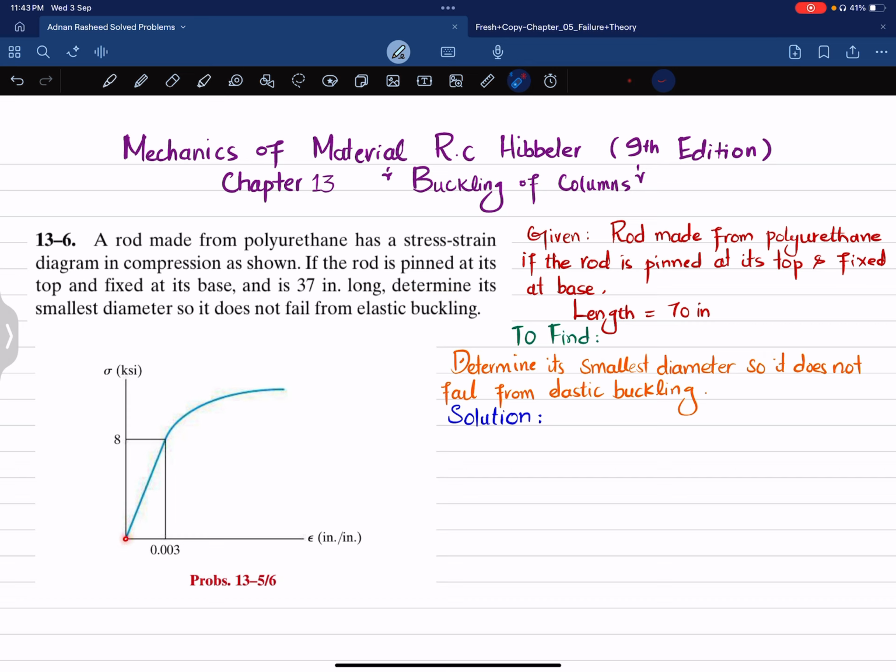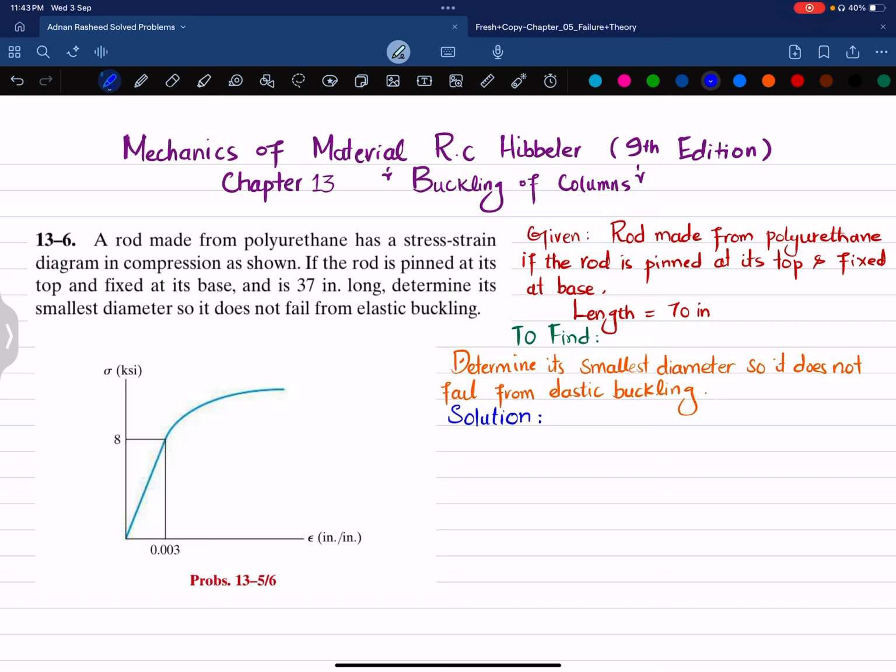So this is the stress strain diagram for polyurethane under compression, having 8 ksi stress and 0.03 strain at this load, that is at the proportional limit. So you have to determine the smallest diameter so that it does not fail from elastic buckling. So let's start with the solution.